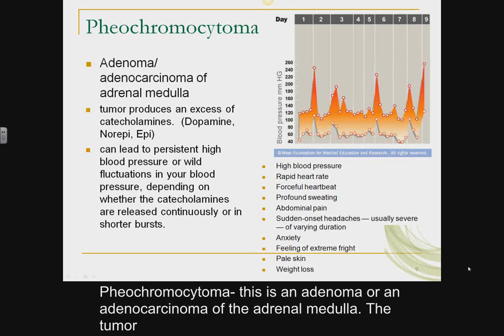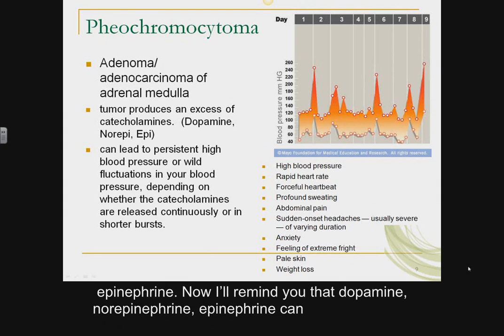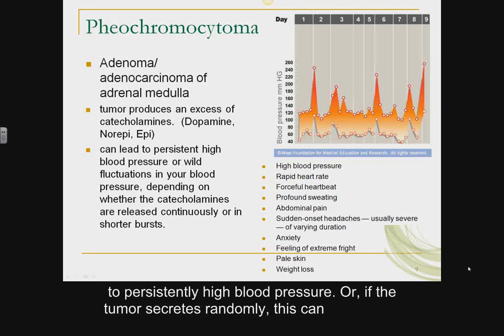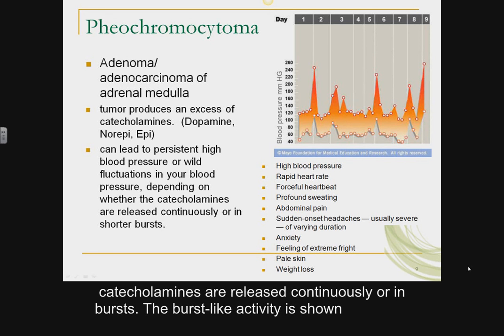Pheochromocytoma. This is from an adenoma or an adenocarcinoma of the adrenal medulla. The tumor is going to lead to an excess of catecholamines like dopamine, norepinephrine, and epinephrine. Now, I'll remind you that dopamine, norepi, and epi can all bind to alpha-1 receptors, and this means more vasoconstriction. This can lead to persistently high blood pressure, or if the tumor secretes randomly, this can lead to wild fluctuations in the patient's blood pressure. Again, depending on whether the catecholamines are released continuously or in bursts.